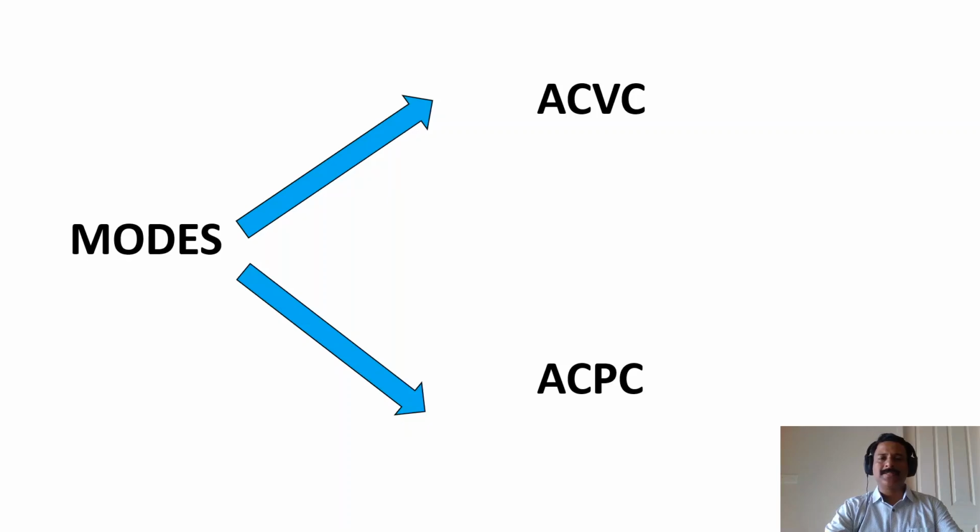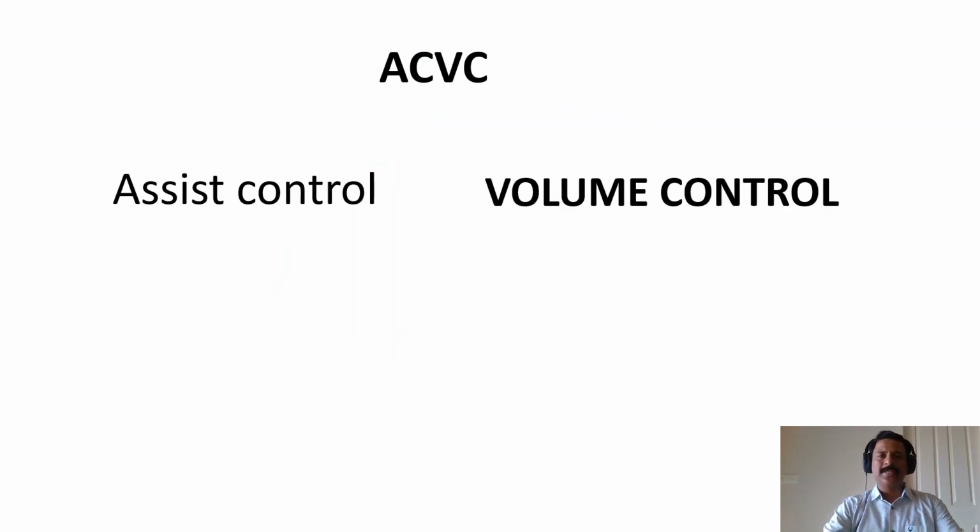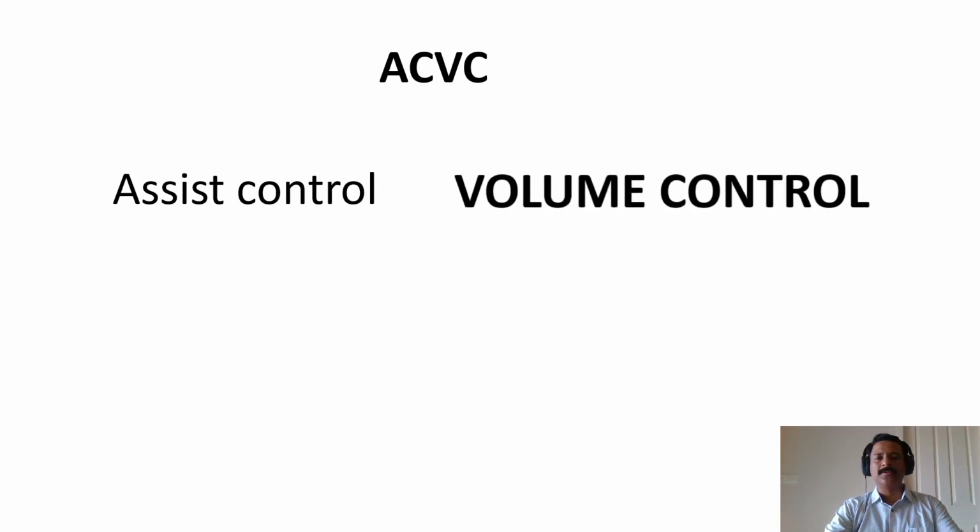There are a lot of modes in the ventilator like SIMV, ACVC, ACPC, ARPV. There are a lot of modes. We will be sticking our discussion to two modes. One is assist control, volume control, and second is the AC pressure control. So today we are going to discuss the ACVC part. What is ACVC? It's basically assist control. It assists the patient's breath, mainly through volume control.